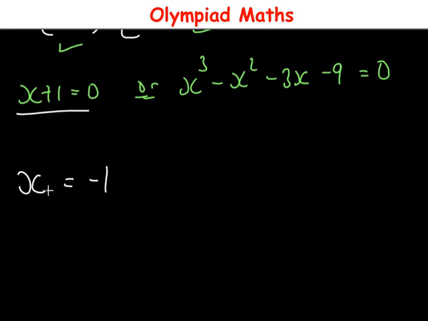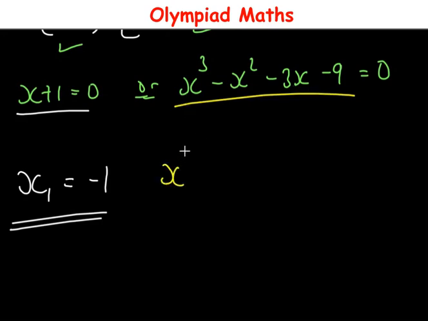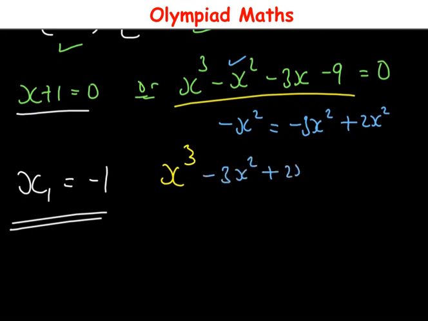With this, we have gotten the first solution for the value of x. What of the other solutions for the value of x? So from this equation that we have, x raised to the power 3, then we can express this minus x squared as minus 3x squared plus 2x squared. So this right here becomes minus 3x squared, then plus 2x squared. Then we have minus 3x and minus 9, which equals 0.